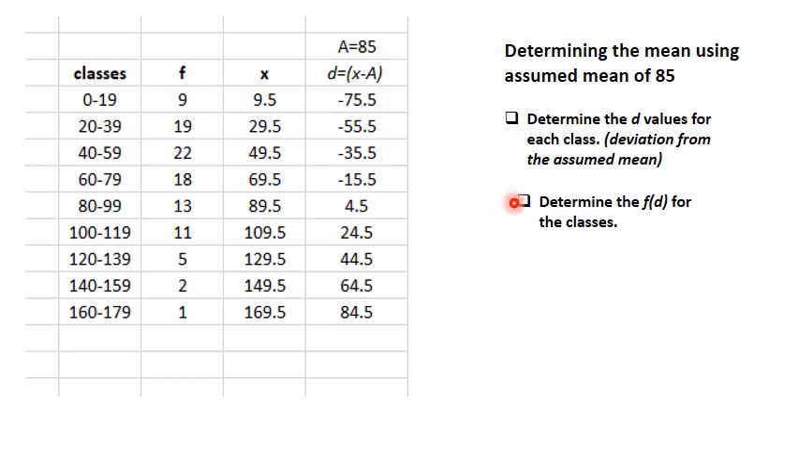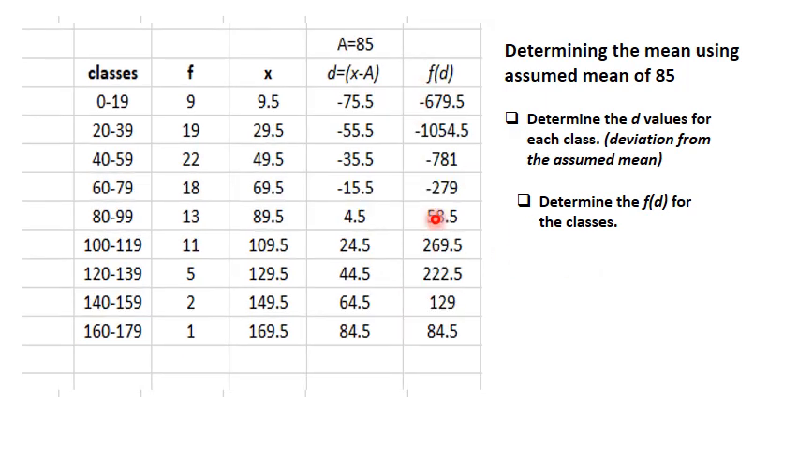The next step is we look for f of d. That means we now multiply the frequencies with the corresponding deviation from the assumed mean. That is the d's. That gives us another column, and this is the column here. So we have negative 679.5, which is 9 times negative 75.5, which gives us that figure there. Again, we'll have 19 times negative 55.5 gives us 1054.5 all through. So the f's times the corresponding d values gives us f of d.